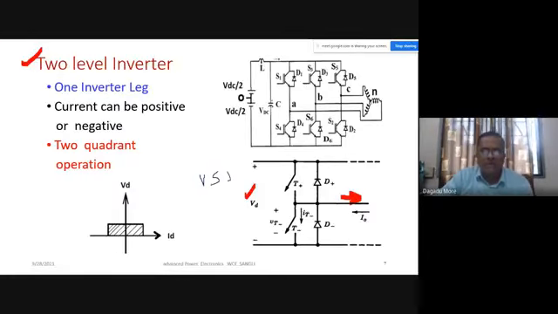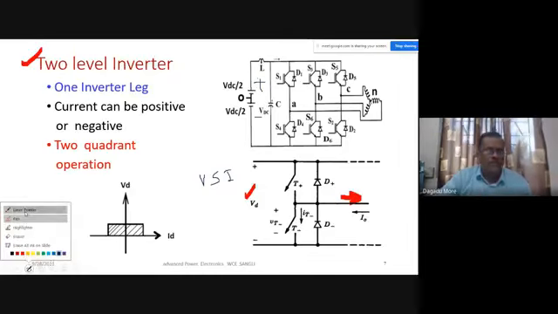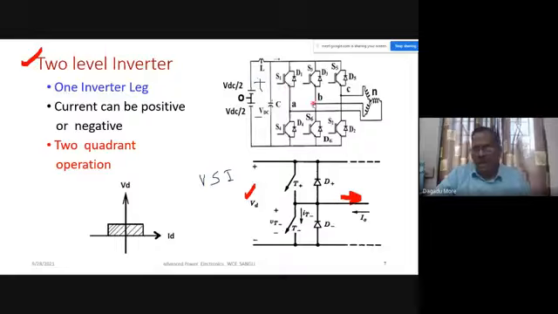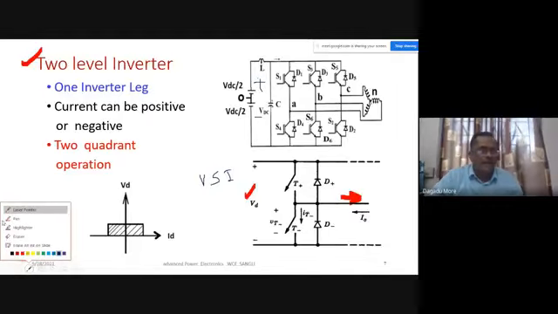In the case of this VSI, our DC voltage polarity is fixed: upper is positive and lower is negative. So this DC voltage polarity is fixed. But our devices, the IGBT, are unidirectional, and the anti-parallel diode is also unidirectional, but the diode carries current in one direction and the IGBT carries current in the other direction.